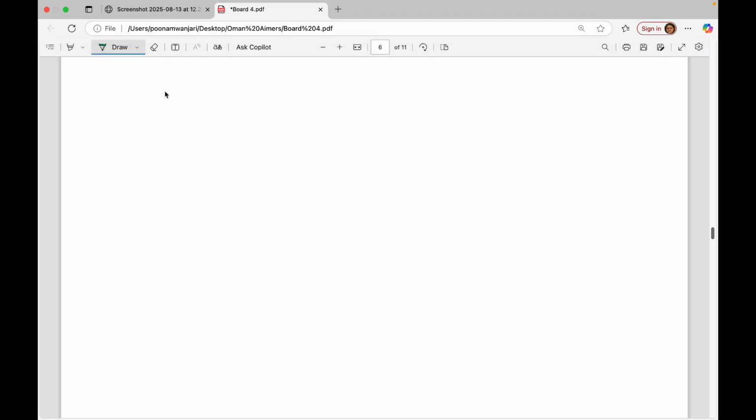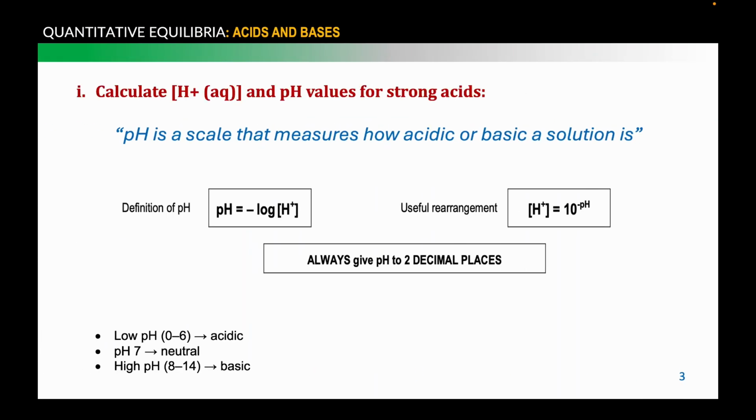We should know what is meant by pH. pH is a scale, as we know, because every time we are studying this pH scale. It is a scale that measures how acidic or basic a solution is. It gives you the identity about its acidity and alkalinity. What is meant by pH? pH is a simple scale that measures how acidic or basic a solution is.